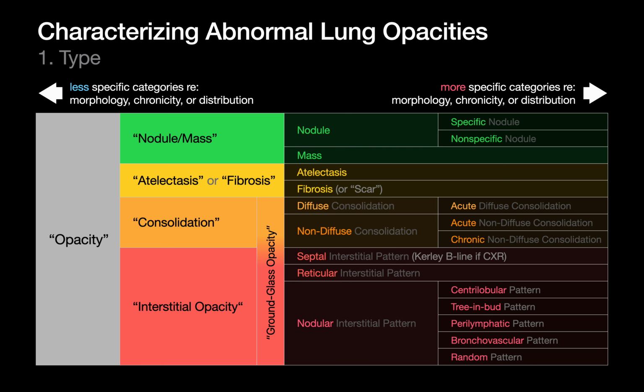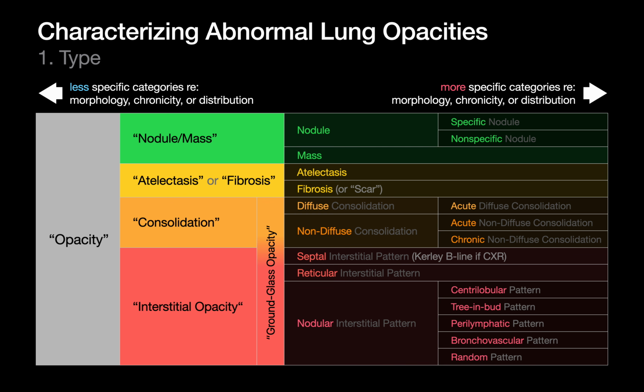So rather than thinking of ground glass opacities as some entirely separate type of lung opacity, I think it's more useful to think of it as a particular appearance that can arise from consolidation or from a very fine interstitial opacity. So first, we explain what we see.